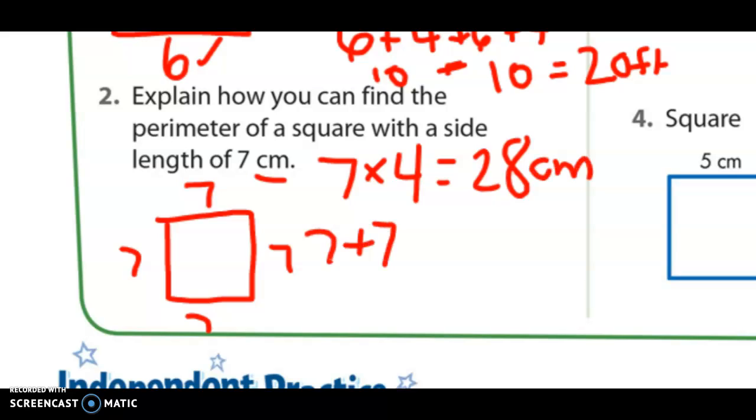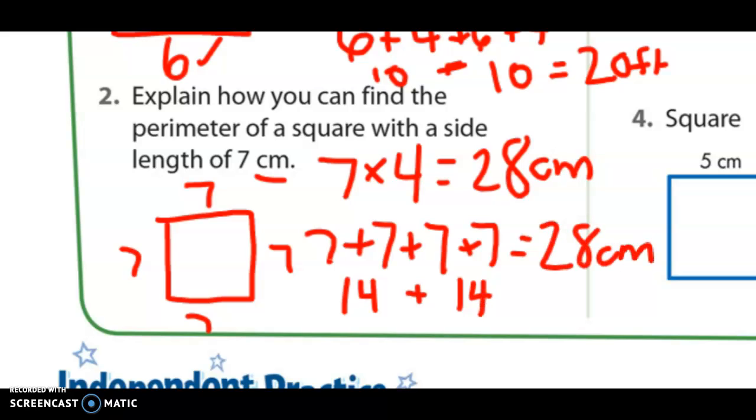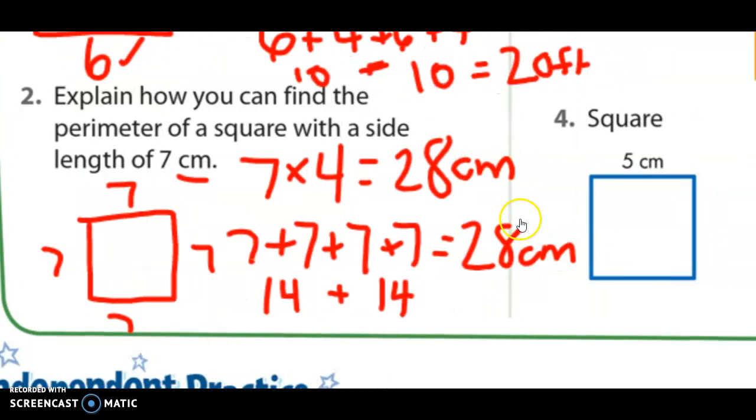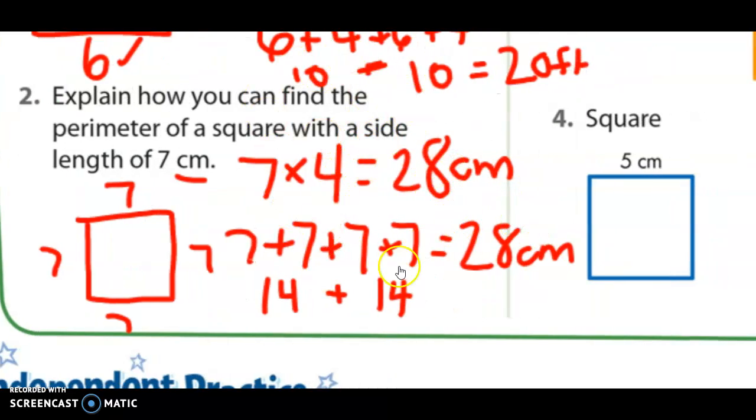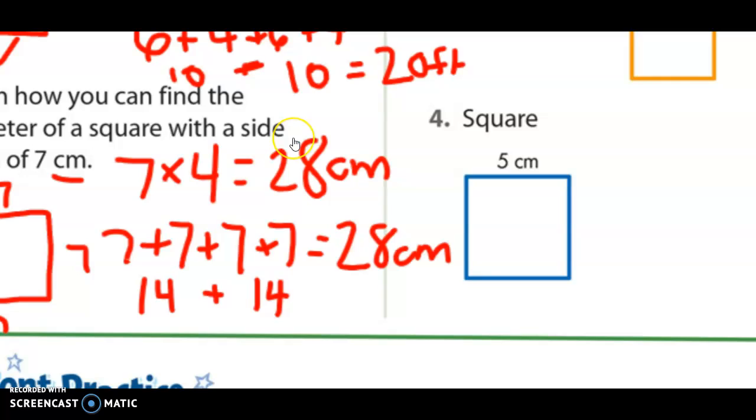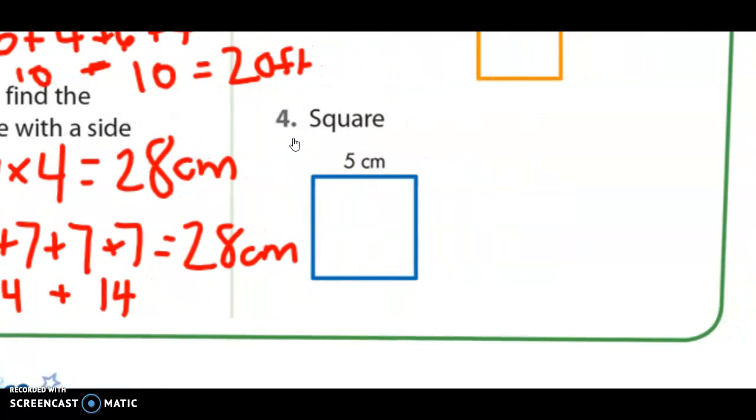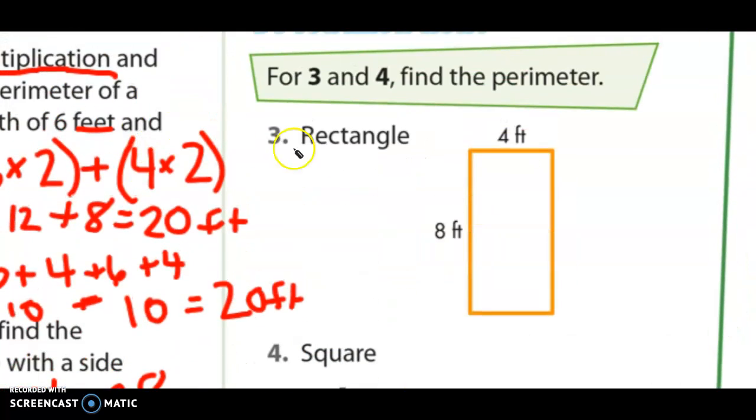Or you guys know that, hey, you know what? Multiplication is the same thing as repeated addition anyway. 7 and 7 is 14. Another 7 and 7 is 14. 14 and 14 is 28. So I think I'm starting to prove to you that it doesn't matter if you use multiplication or addition. As long as you're doing your math correctly and you're careful about counting every single side, you're going to get the right answer for this.